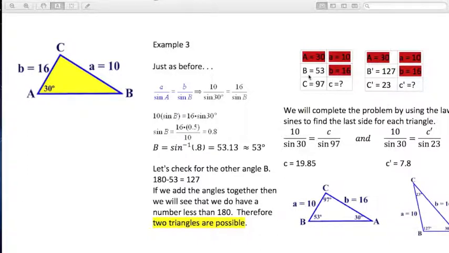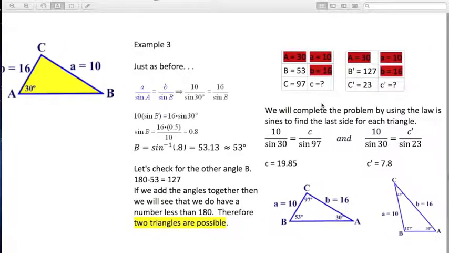I do the exact same thing over here to find the original C. The only thing left is to find the missing side length for C, and we complete that just like we've always done. We set up our law of sines, and I set them up simultaneously here, and I've solved for C, so C equals 19.85. Notice that's the largest side, which is across from the largest angle. Over here, C prime turns out to be 7.8.